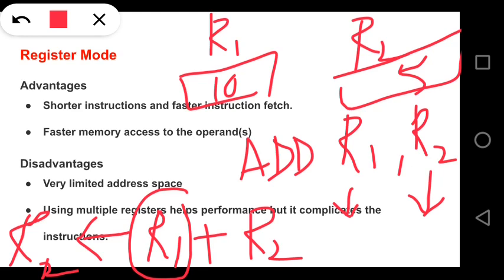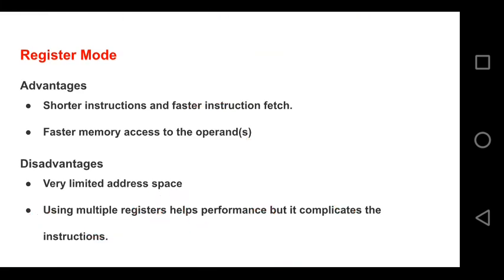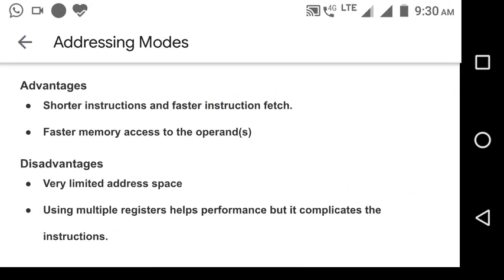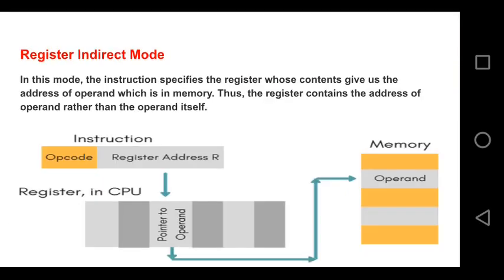Remember, when we discussed the types or formats of instructions, there were different kinds of instructions, like zero address, one address, two address, and three address instructions. And since this is a two address instruction, the result should again be stored in one of the registers. So this is a simple example for register mode.